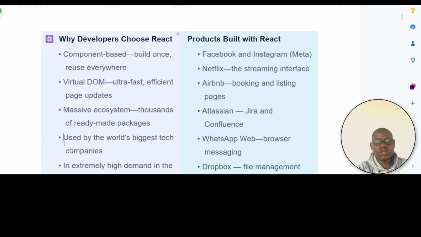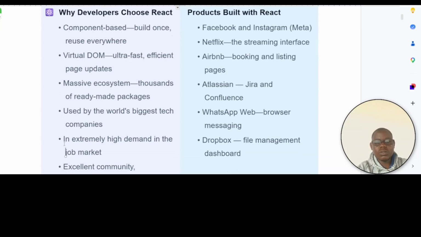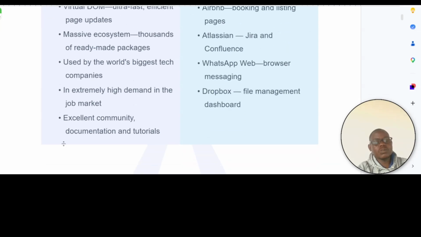It is used by the world's biggest tech companies. When we talk of these biggest tech companies, we'll be talking about Netflix, Airbnb, Dropbox, and Meta. It is extremely high in demand on the job market. Since it's being used by the biggest tech companies, it makes it very high in demand on the job market because tech companies will be using it. Excellent community, documentation, and tutorials.